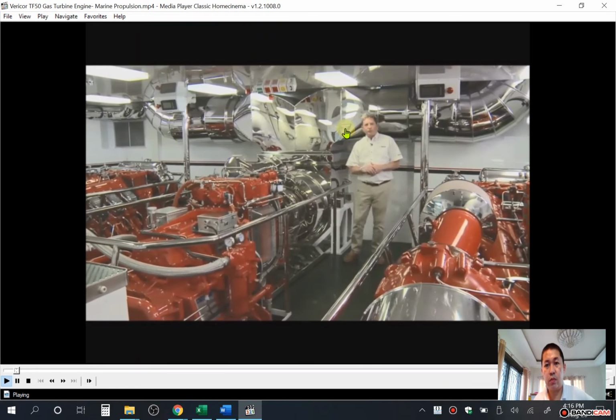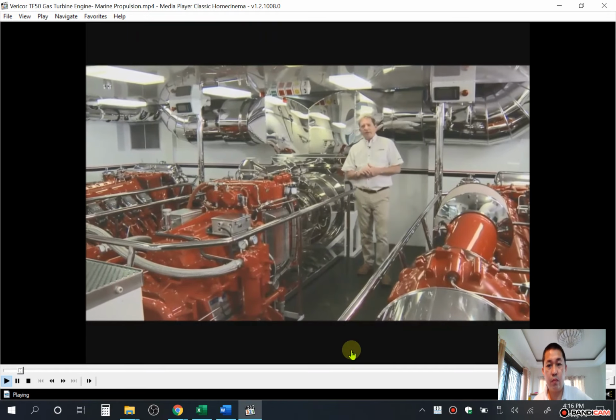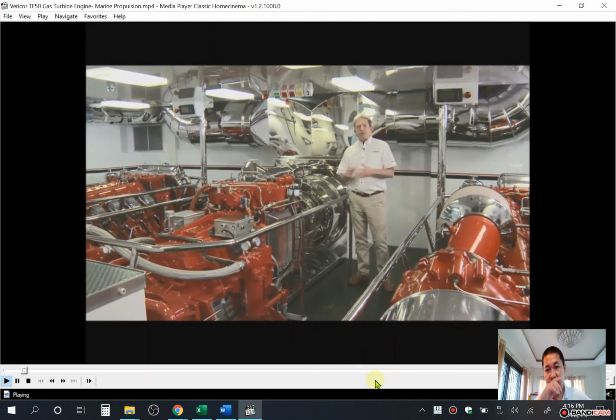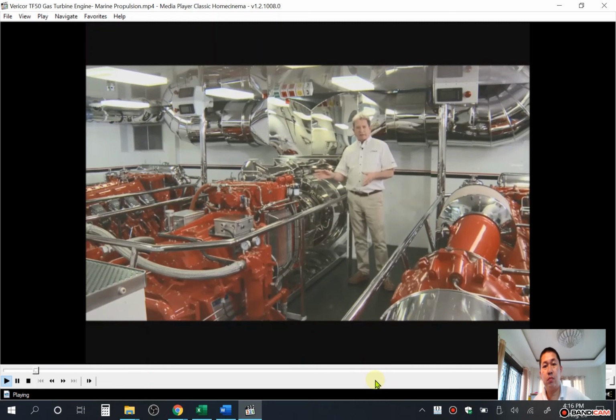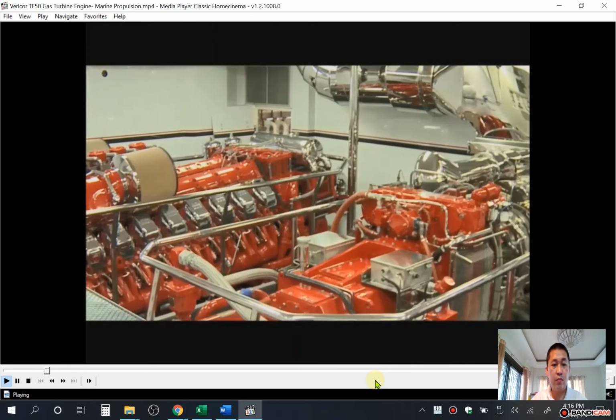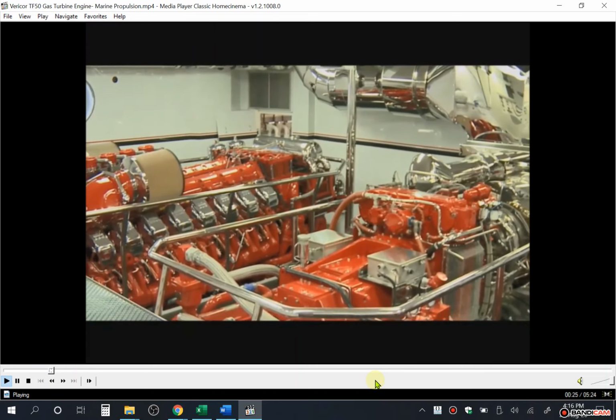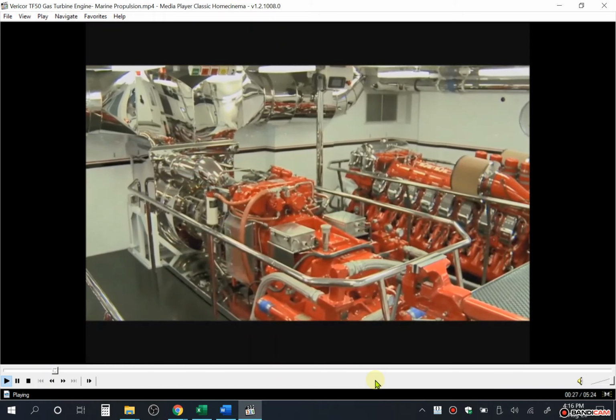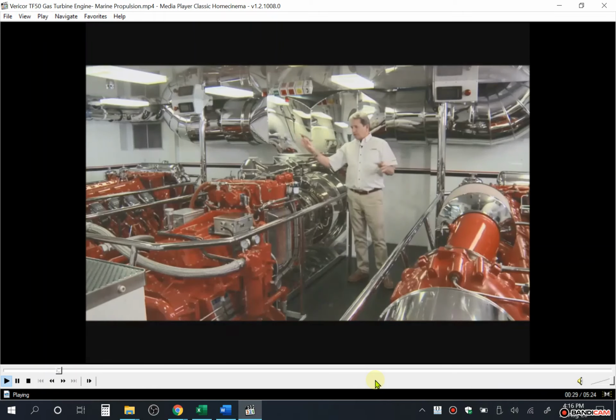Hi, I'm Tony Wilcoxon of Veracore Power Systems. I'm here today on this beautiful 50-meter vessel to talk a little bit about the Veracore TF50 marine gas turbine propulsion package. This package is on board this vessel with diesel engines on either side of me. This is a combined gas turbine and diesel engine arrangement. We have two diesel engines and the center boost gas turbine for a typical high-speed propulsion package arrangement.